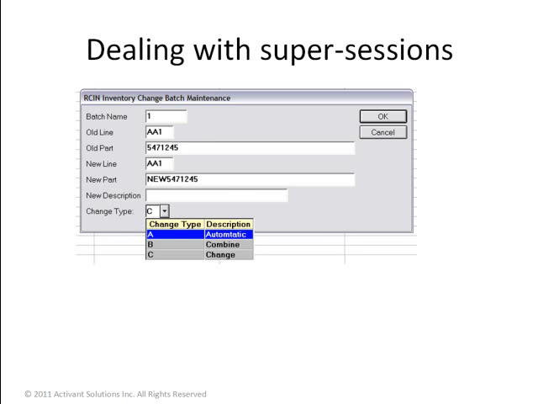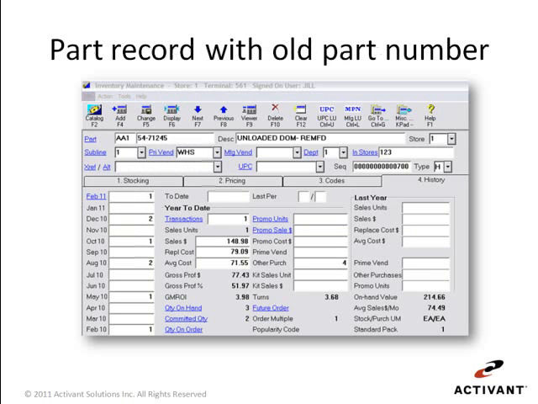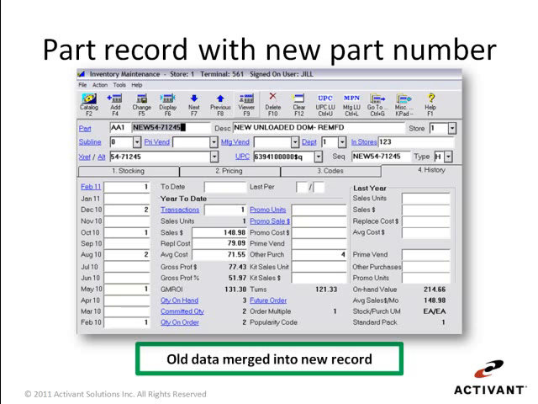Here's a view of an input screen to update the inventory with the option to keep the old number along with the new, or combine or change the use of the old and the new part numbers. This update could also be imported. Here's the part number with the current data, but the old part number. This shows the same data now with the new part number.